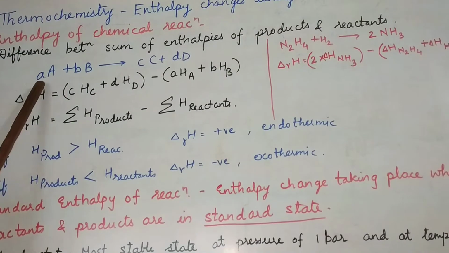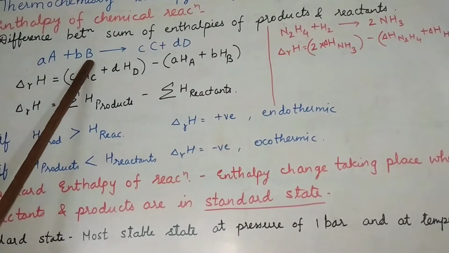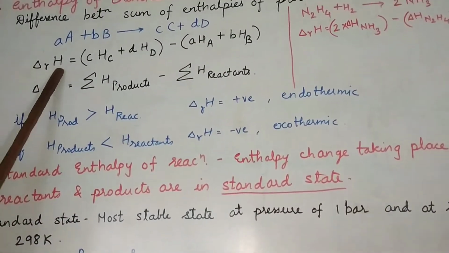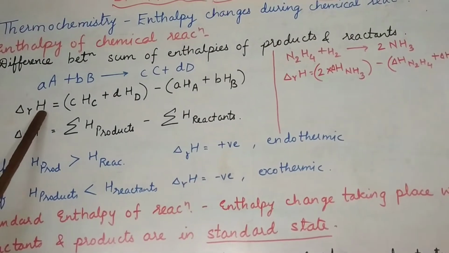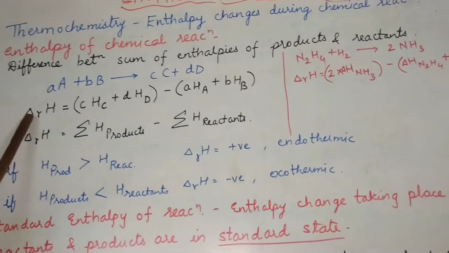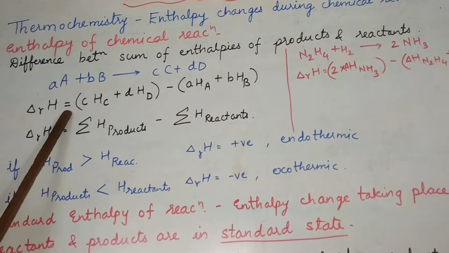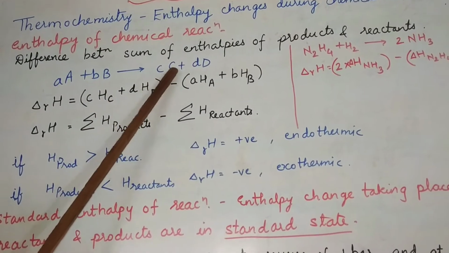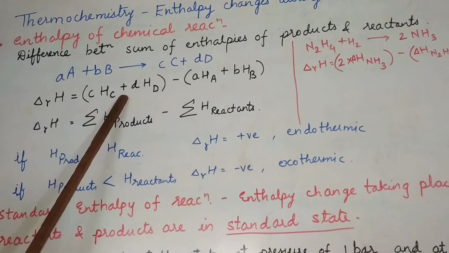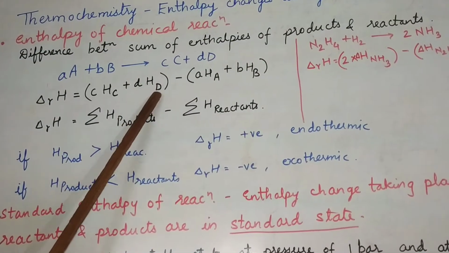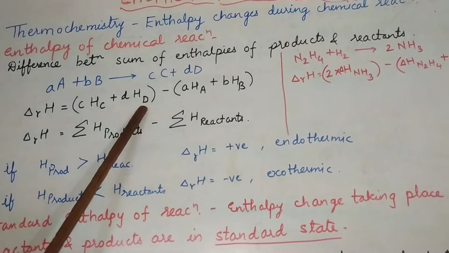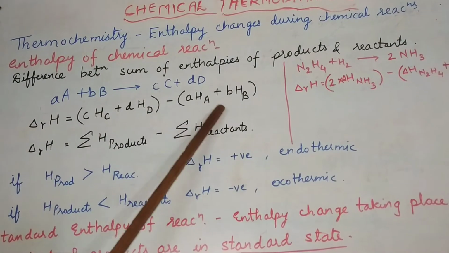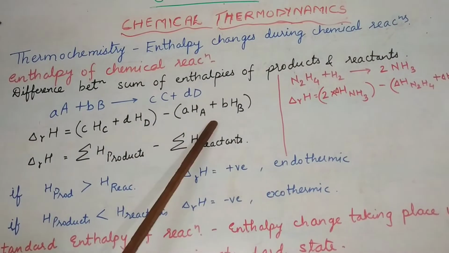So if you consider a reaction, a moles of A combined with b moles of B to give c moles of C and d moles of D. So the enthalpy of a reaction, delta H R, enthalpy change, R indicates reaction. So delta H R is equal to c moles of enthalpy of C plus d moles of enthalpy of D. What is our formula? It is the difference between the sum of the enthalpies of products and reactants. So products minus reactant enthalpy.